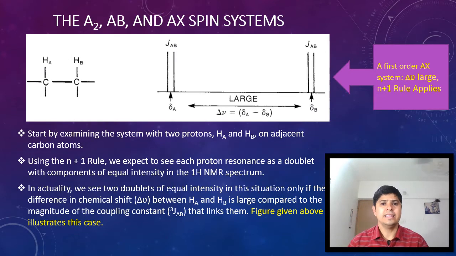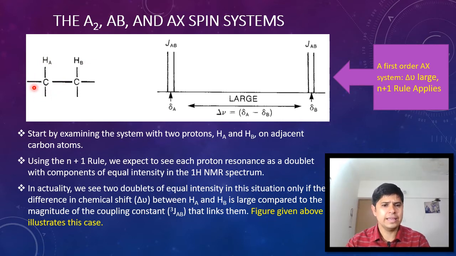In this slide we will see the A2, AB and AX spin systems. For example, this example has only two protons, HA and HB.